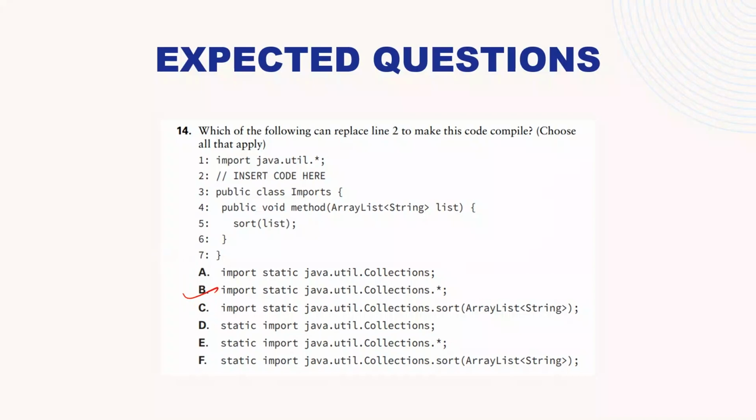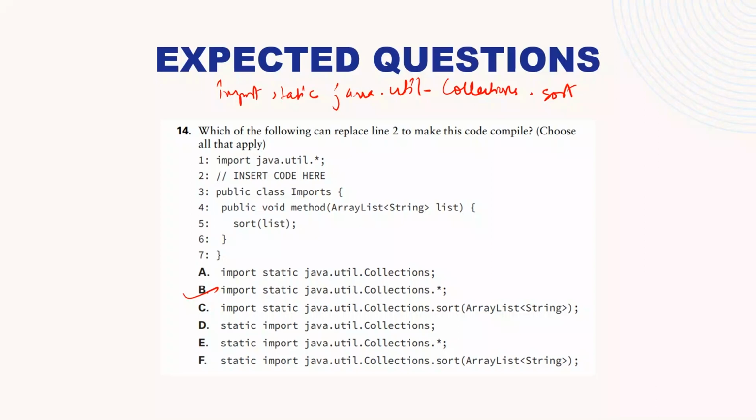Now there are two valid ways to do this import operation. One is import static java.util.collections.star. We can do that. Otherwise, instead of using the star, we can exactly import the sort method, which is this static method, which is present in the collections interface.